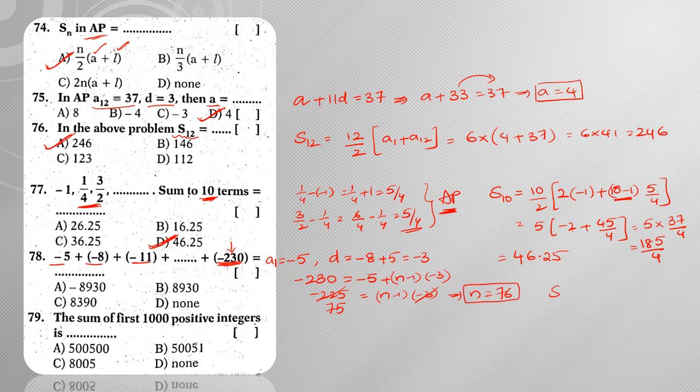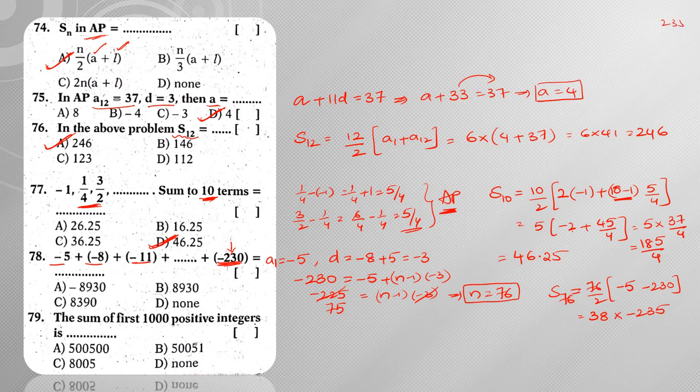Now directly I can find out the sum of 76 terms. Now S76 is equal to 76 by 2 into first term plus last term. That means minus 5 minus 230. So what am I going to get? In 2 table 38. So 38 into minus 235. So when I multiply this, what am I going to get?